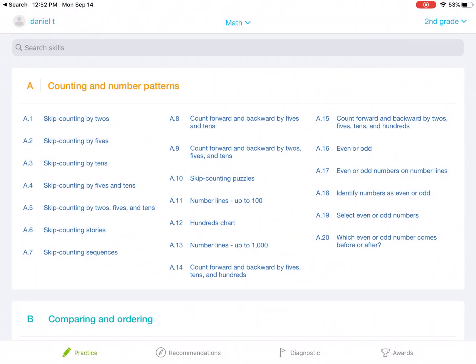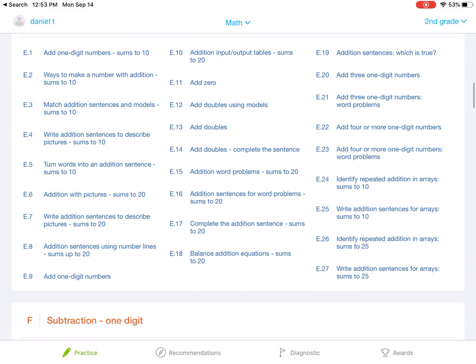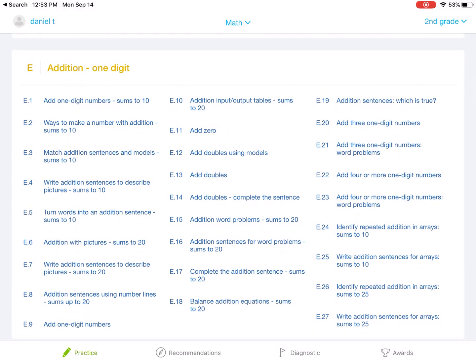Okay, friends, today we're going to talk about input and output tables. If you look in the upper right corner, I'm actually starting in second grade math as a review, and you can work on this if you want to. So I'm going to go down to E10: Addition, input, output tables, sums up to 20.